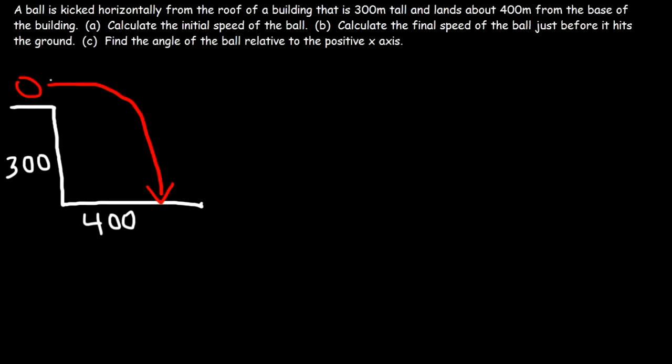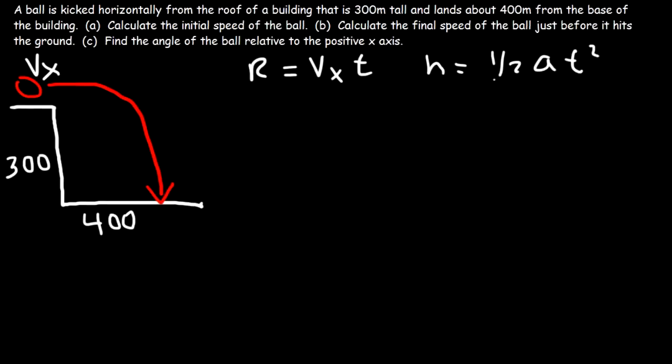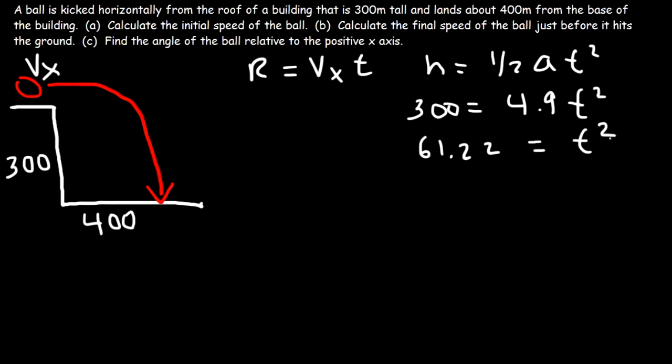Now we need to find the initial speed Vx. We can use the range equation to find it. The only thing we're missing is the time, but we could find the time using this equation. So let's calculate the time it takes to hit the ground first. So the height is 300, a is 9.8, half of 9.8 is 4.9. So 300 divided by 4.9 is 61.22. And so that is equal to t squared.